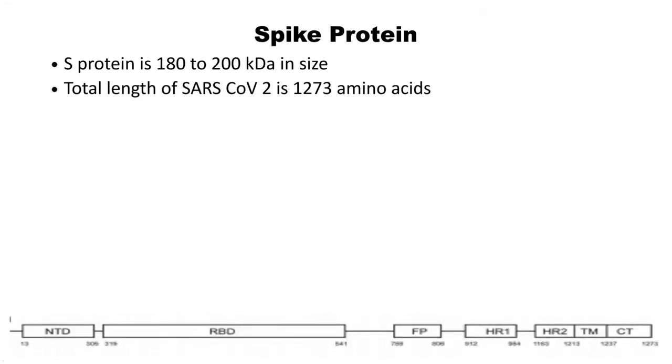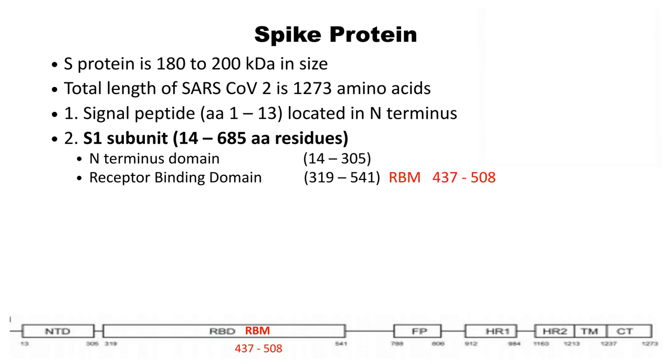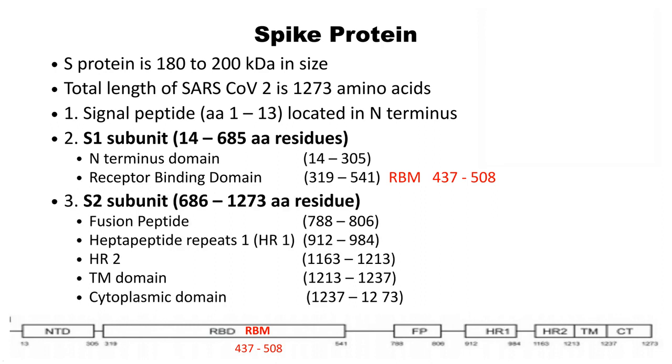The spike protein consists of 1,273 amino acids. It has two broad portions. One is the S1 subunit, which has the receptor binding domain, and within the receptor binding domain is the receptor binding motif, which binds to the ACE2 receptors. Then there is the S2 subunit, which has the fusion peptide.